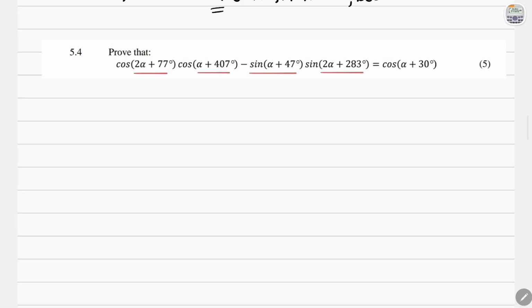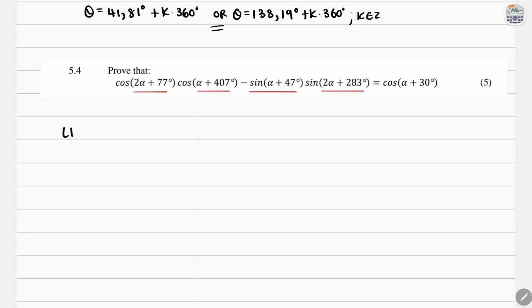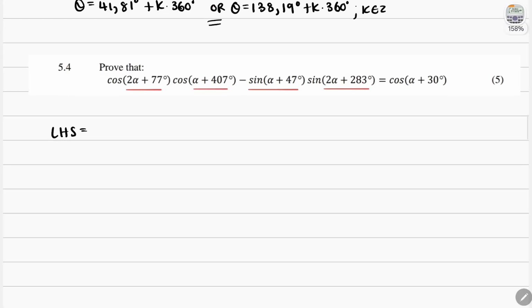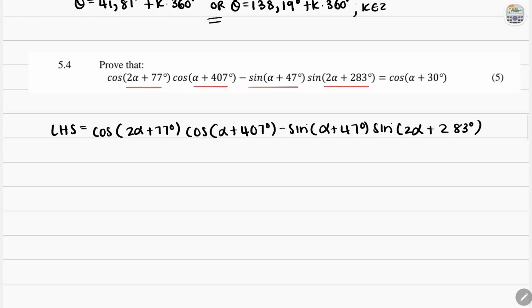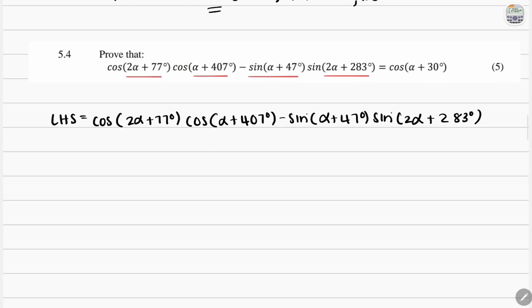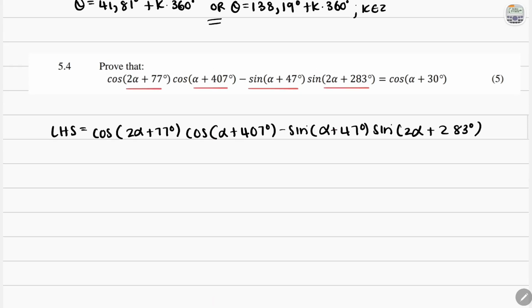So let's just see. Okay, so let's just rewrite this left-hand side because that's what we're working with. We just have to prove that this identity is true, okay? That all of this is equal to cos alpha plus 30 degrees. So let's rewrite this first. Okay, so when rewriting it and just looking at it for a while, there seems to be a problem with this question. So here's the thing.